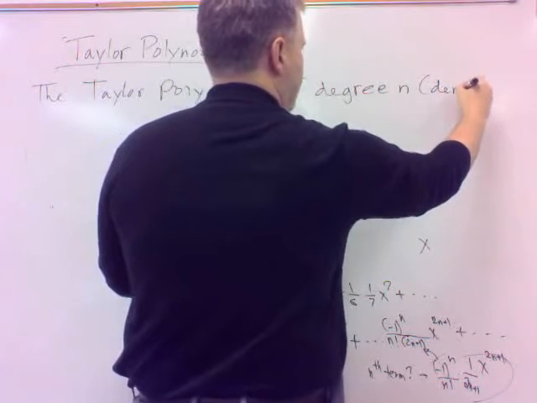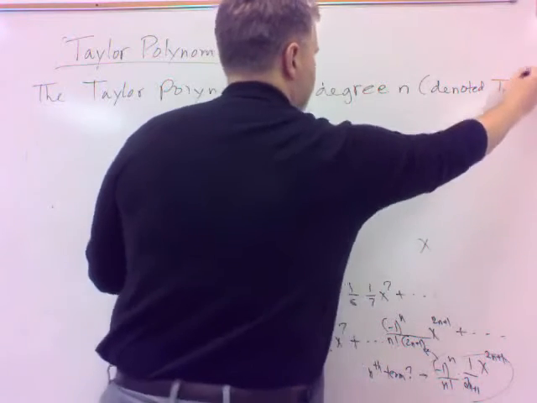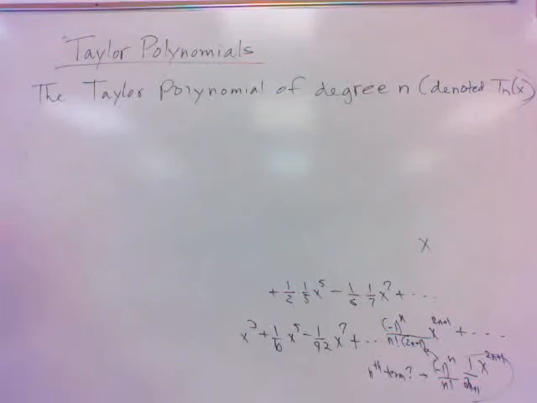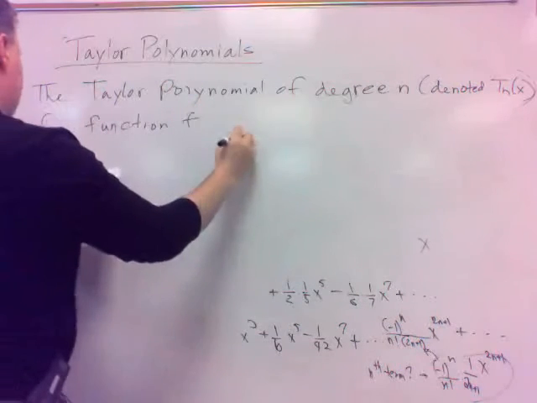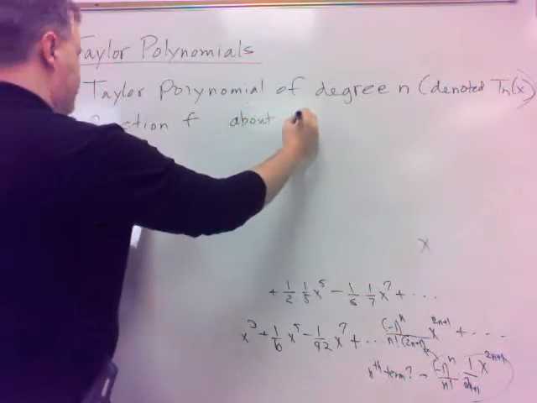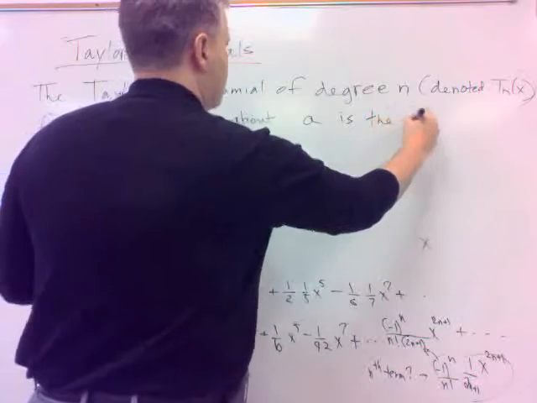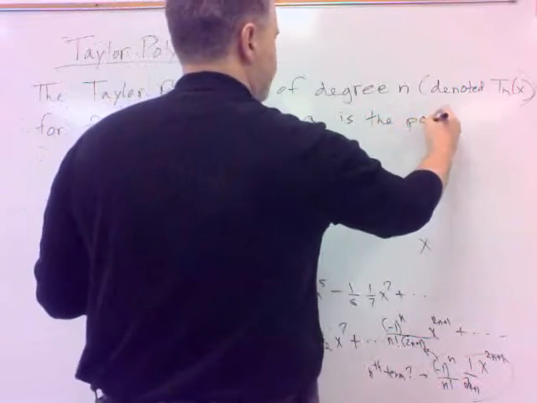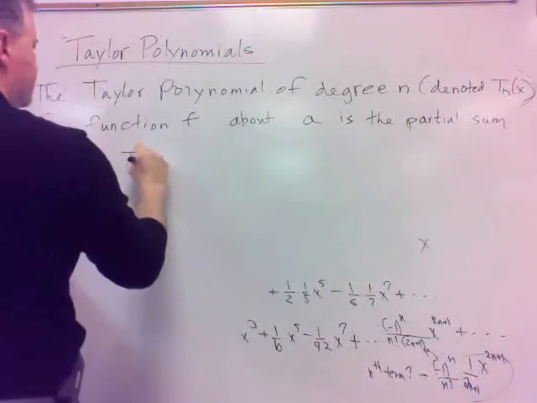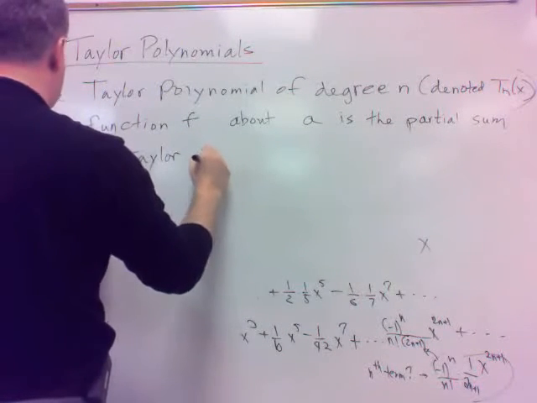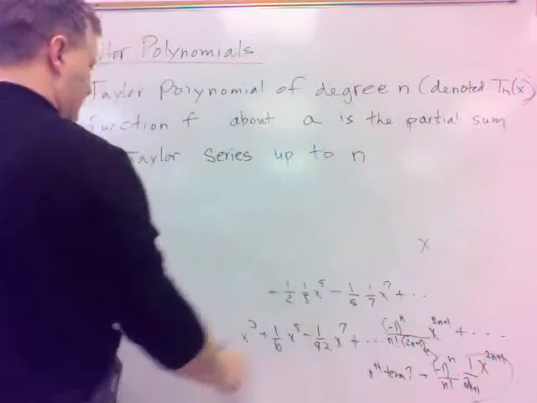The Taylor polynomial, which is denoted T sub n of x for a function f about your centered point a, is the partial sum of the Taylor series up to n, whatever n is.